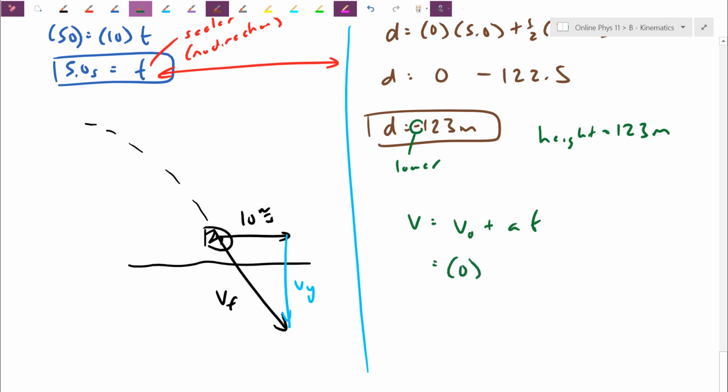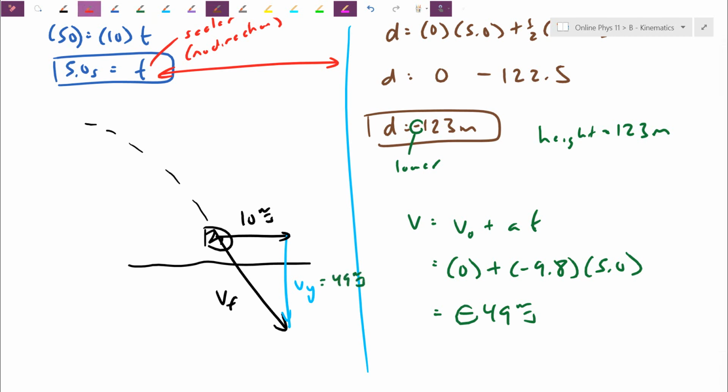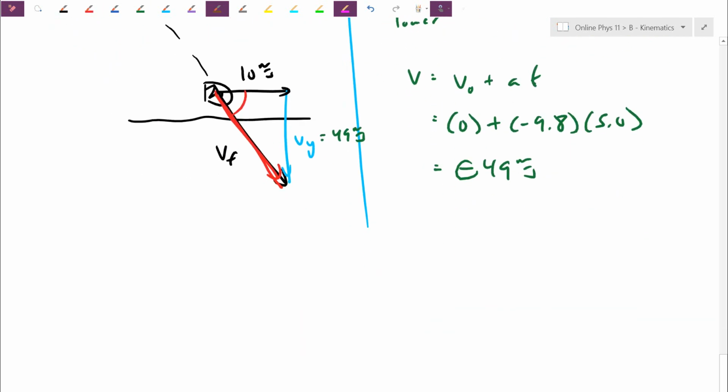Initially, when I left the cliff, I'm not going up or down. The acceleration due to gravity is negative 9.8, and the time that I fall for is 5 seconds. So you do that there, I believe you get negative 49. The negative means downwards, so that means this speed here is actually 49. And now if you combine those back together, because my final velocity is at this diagonal, it's the hypotenuse of the triangle that I made here. We can then do our triangle work again.